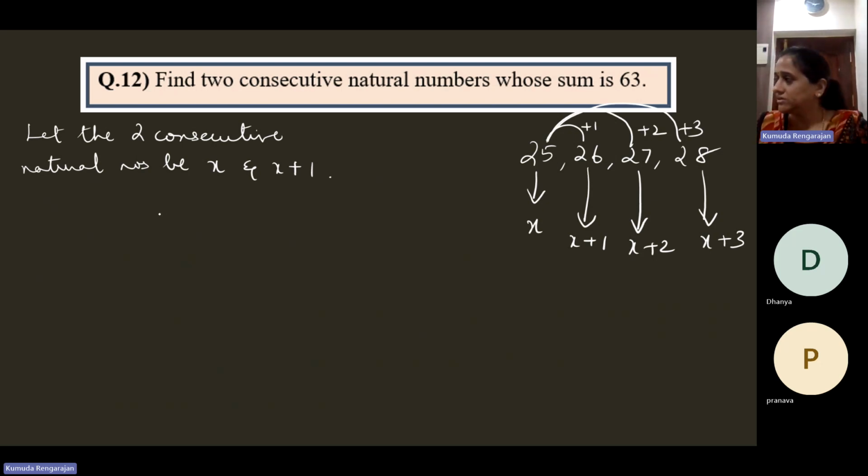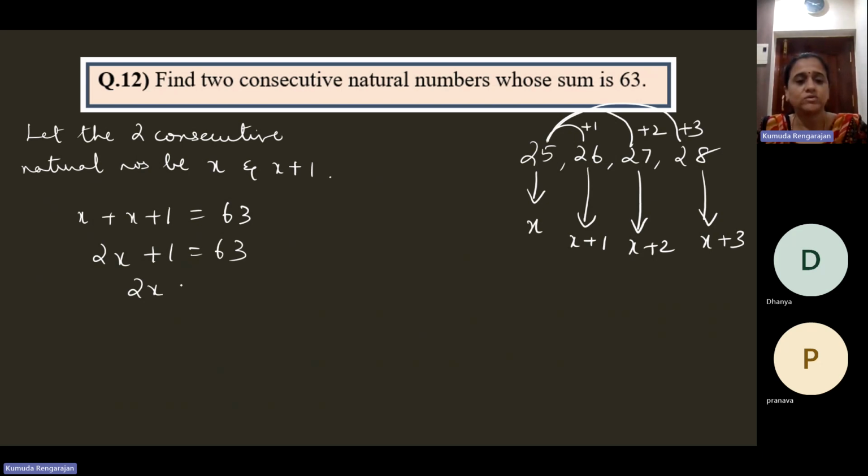So what's the equation? The sum of the two numbers, x plus x plus 1, is equal to 63. Whose sum is 63. So 2x plus 1 is equal to 63. 2x is equal to 63 minus 1. 2x is equal to 62. x is equal to 62 by 2. x is equal to 31.